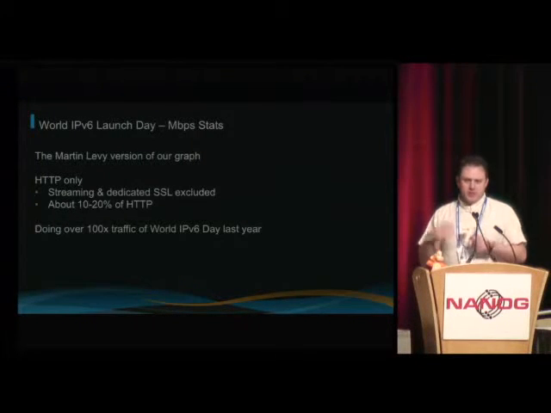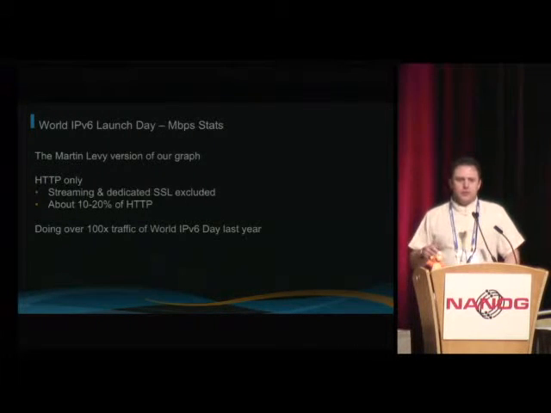I didn't include streaming. It's very quick. It's only about 10 to 20% more than HTTP by itself. So this should give you at least an order of magnitude idea of what's going on. And just so you understand, the traffic earlier this week, before today, was over 100 times as much v6 traffic as it was last year on v6 day. So we really have gotten a couple orders of magnitude more traffic. It actually is significant now, or as I like to say, it's measurable.